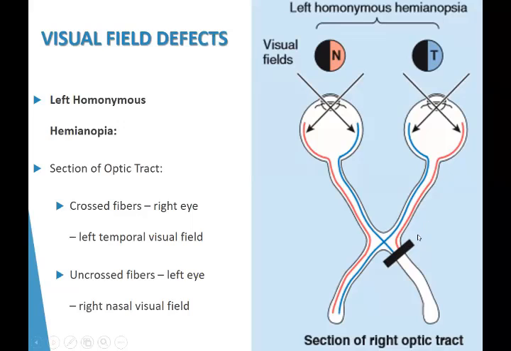I repeat once again. If the left optic tract is damaged, the left temporal half of the retina, its fibers remain uncrossed, they pass to the left optic tract. And the right side nasal half of the retina, the fibers of the right side will come.